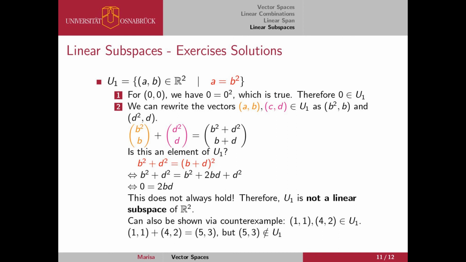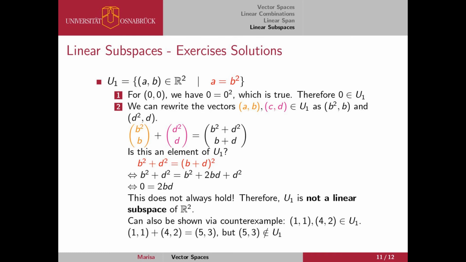Now to check whether this lays in U1, we need to check if it fulfills the condition to be in U1. And the condition was that A equals B squared. So 0 would have to be the same as 0 squared, which is obviously true. Therefore, the zero element is an element of U1 and the first axiom is fulfilled. And now we will continue with the second axiom.